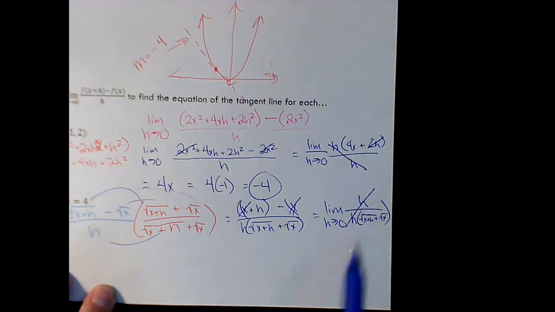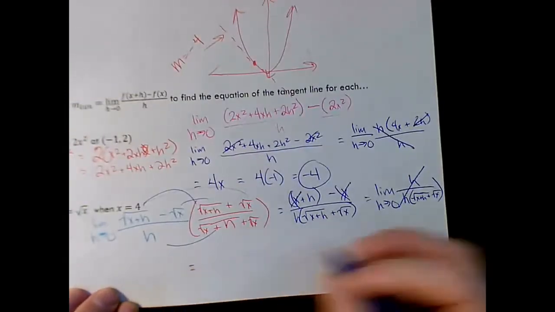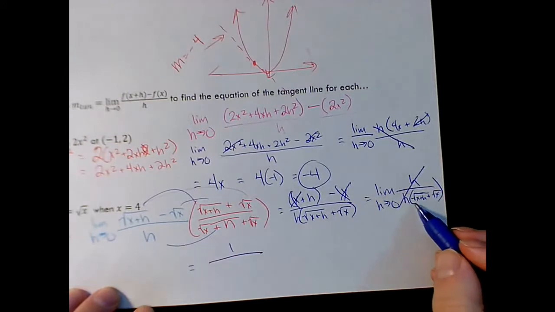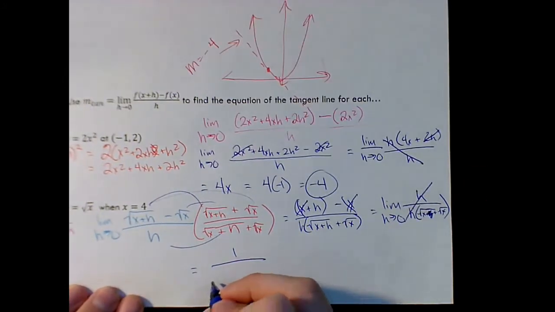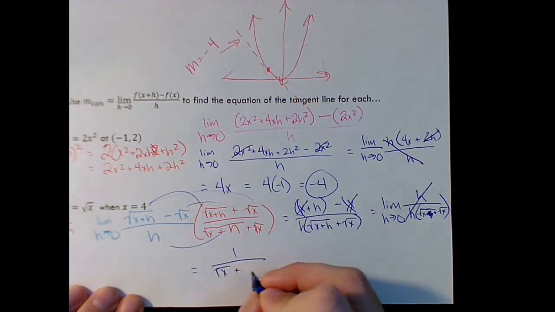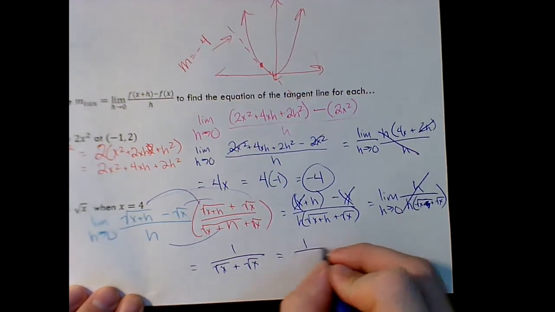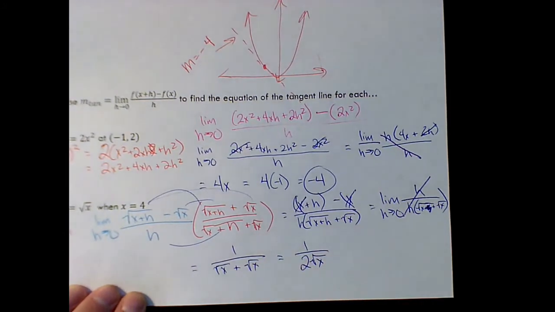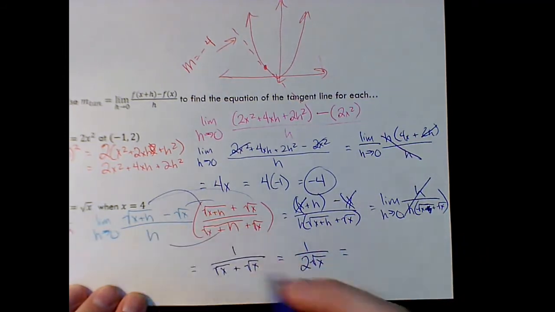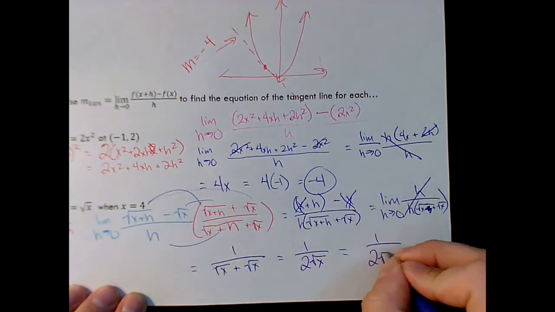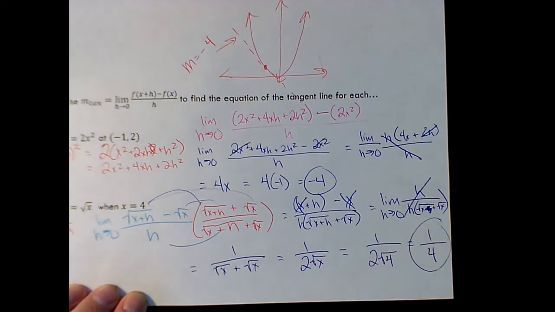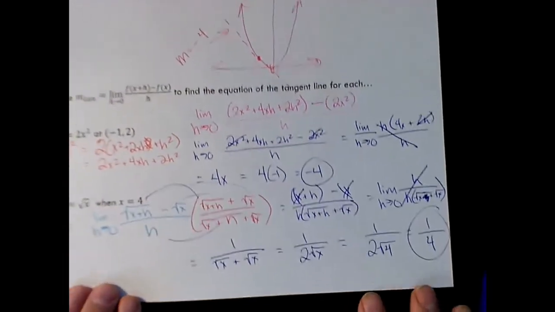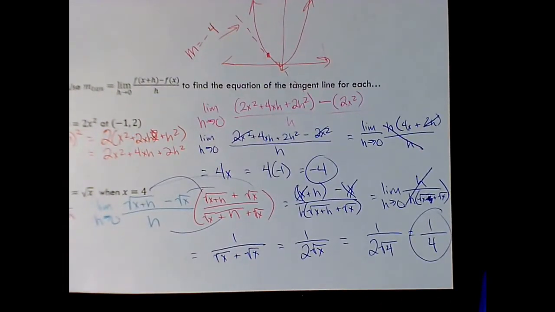So if I plug in 0 for h, what I get on the bottom is 1 over, that goes away because I'm plugging in 0 for h. So I get root x plus 0, which is root x, plus root x, which is 1 over 2 root x. I have to plug in 4 because it says so. The square root of 4 is 2. So the slope of the tangent line for this equation right there is 1 over 4.